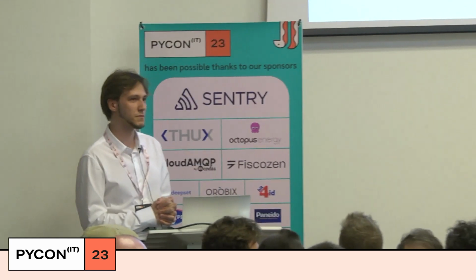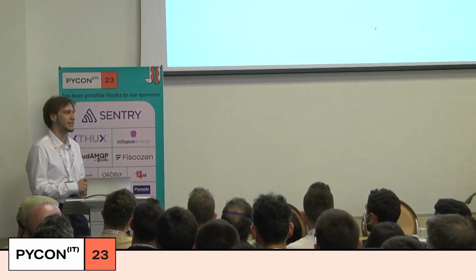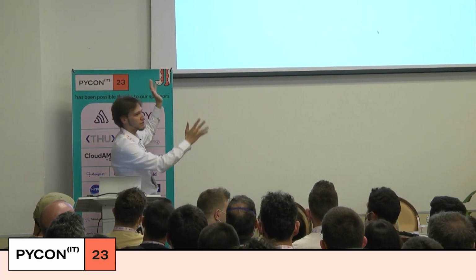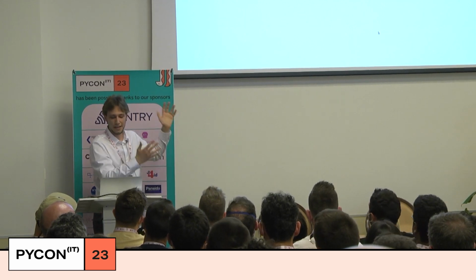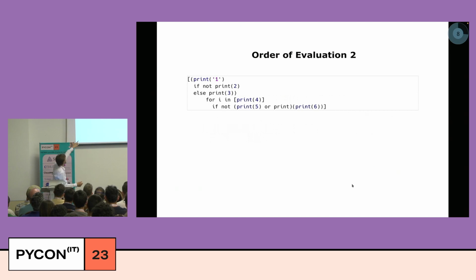That's the question. 4, 5, 6, 1, 2, 1. Exactly. 4, 5, 6, 2, 1. And why is that? So firstly, the outermost element is a list comprehension. So we want to know what we're actually iterating on, which is that print 4 inside of square brackets.